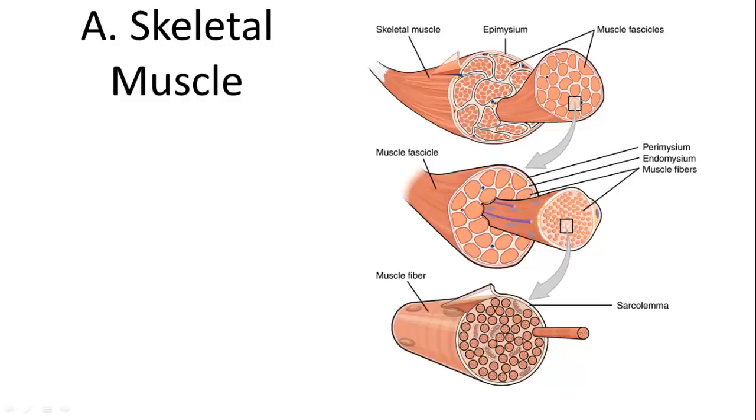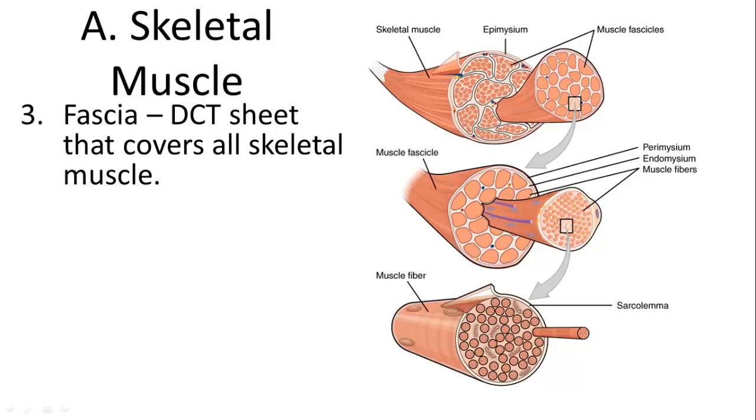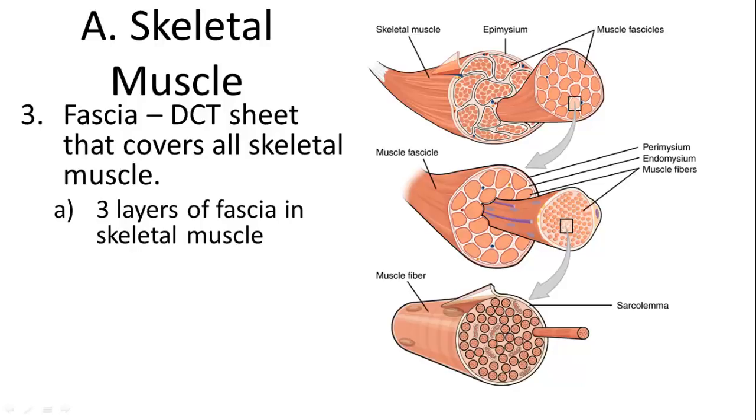Skeletal muscle also has sheets of fascia, which are dense connective tissue which encapsulates all the skeletal muscle in 3 different layers. The 3 layers are the epimysium, which is the outer part which surrounds the whole muscle itself. So you may have a muscle such as the gastrocnemius. It has that fascia layer, epimysium, around it.